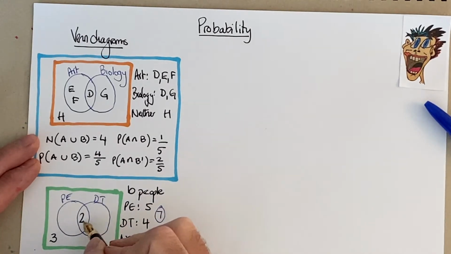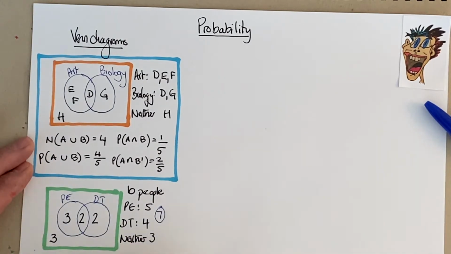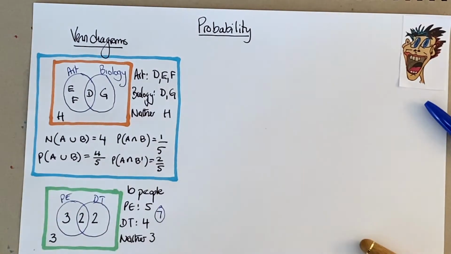And if I have 2 in that group, all the PE, there's 5 students in there. So if there's 2 in that section, there must be 3 in that section. Similarly with DT, if there are 2 there, and overall I've got 4 studying DT, there must be another 2 there. And then from here you can answer also other types of probability questions. For instance, the probability that you do PE and DT would simply be 2, because that's the and, out of the 10. So that's our Venn diagram questions.